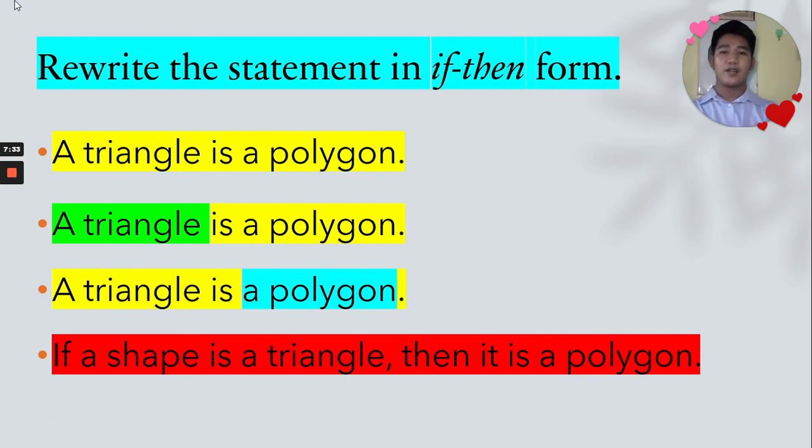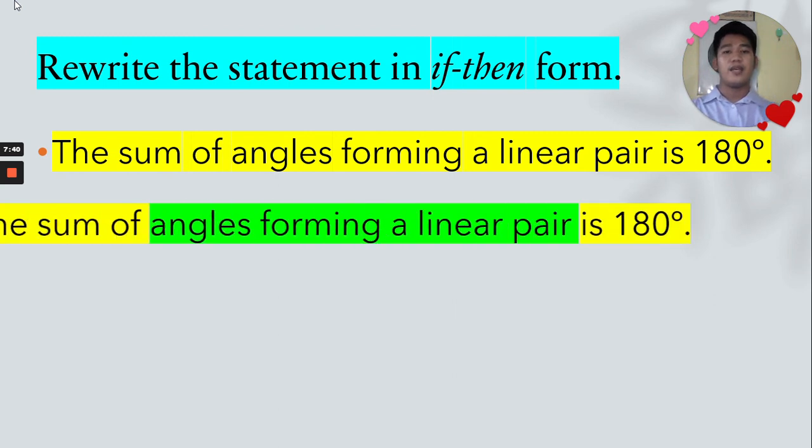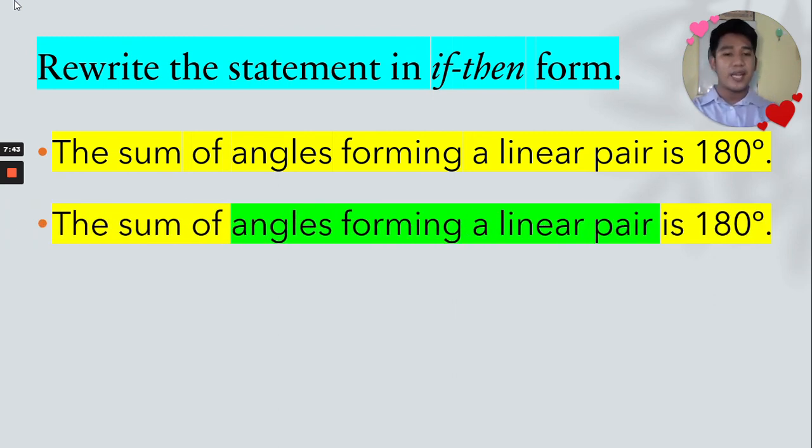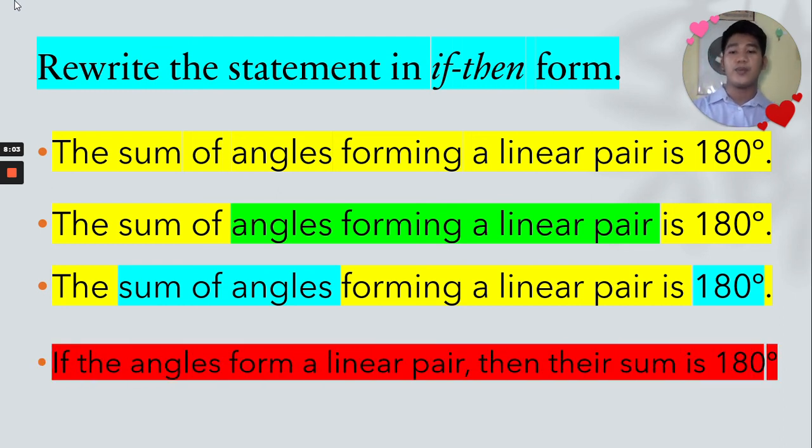Okay? So last example. The sum of angles forming a linear pair is 180 degrees. Look at this. I have here angles forming a linear pair as my hypothesis, and the sum of angles is 180 degrees, that will be my conclusion. So meaning, if angles form a linear pair, then their sum is 180 degrees. That will be our if-then form.